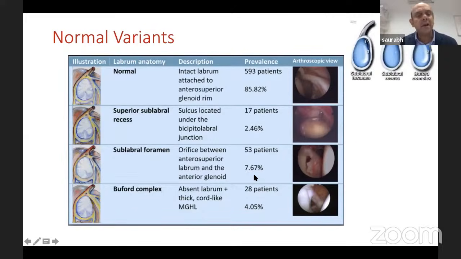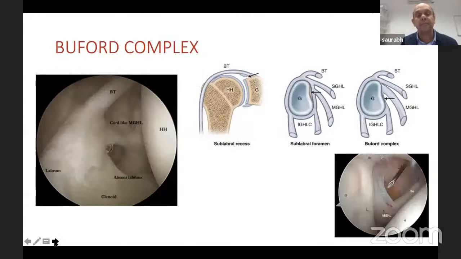Similarly, around 7.5% will have a sublabral foramen, which is what we had in our case, because the cartilage on the anterior glenoid was all pristine. Finally, the Buford complex, which again you will see in 4%. But if I take you to the next slide, I can explain Buford complex a lot better.